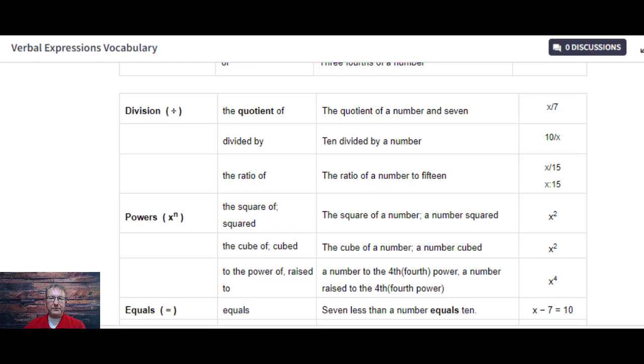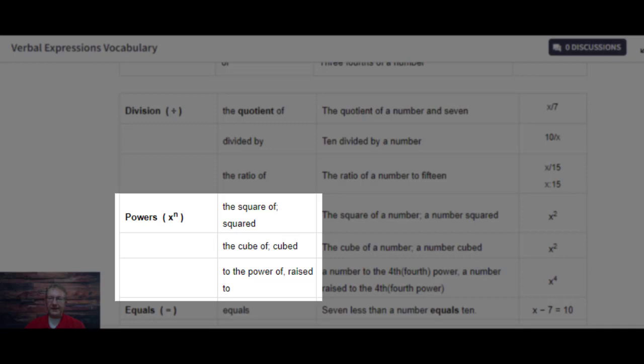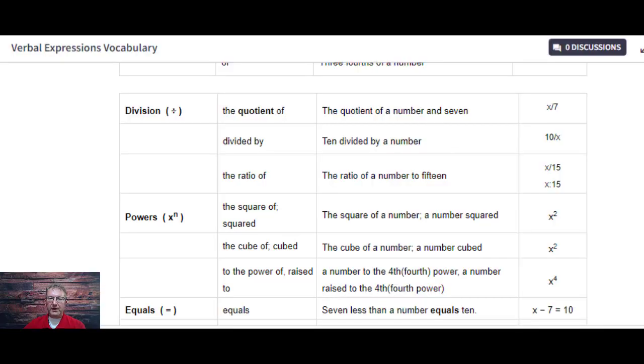Powers: for square and cube, which are pretty common, we have the square of or a number squared. We have the cube of or cubed. And sometimes we may want to raise a number to something other than 2 or 3. In those cases, we use to the power of, raised to, or raised by. So here we have the square of a number, which is just x squared, or a number squared. Once again, it's just x squared.